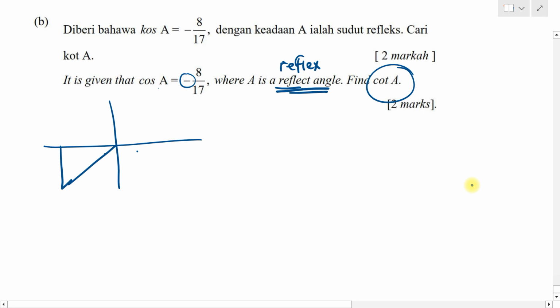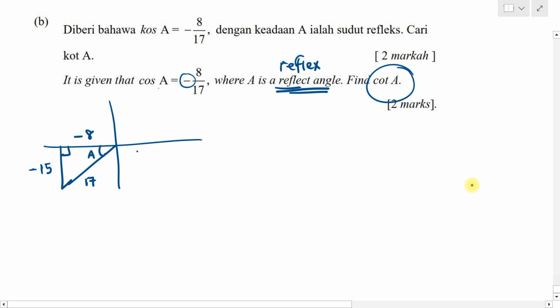So here is your triangle, 90 degrees, angle A. Take note, at the third quadrant, your x and y are both negative. So your hypotenuse is 17. Cos means adjacent, negative 8 here. So 8, 15, 17. But remember, this is negative 15. I always make sure I put the correct sign or not.